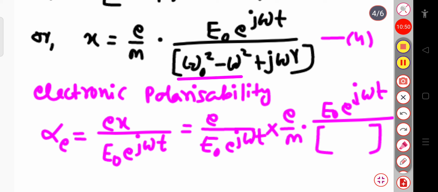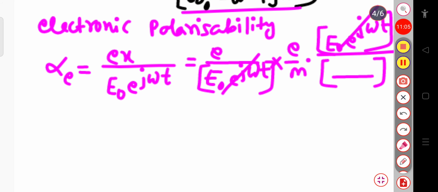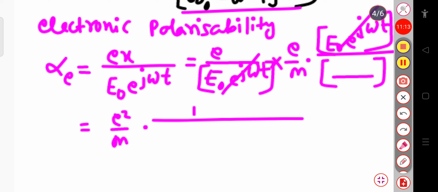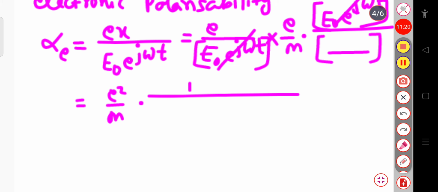This total bracketed term I have to write here. So here you can see this E naught exponential j omega t. This is your E naught exponential j omega t. So this term, they will get cancelled. So the remaining term will be equal to, I can write, this alpha E will be equal to e square divided by m into 1 divided by this total bracketed term, omega naught square minus omega square plus j omega gamma.